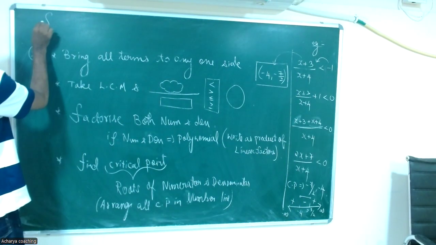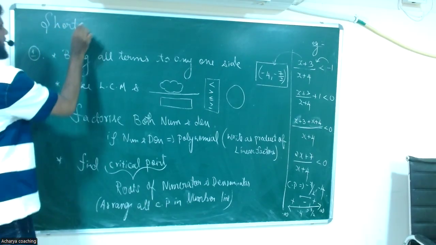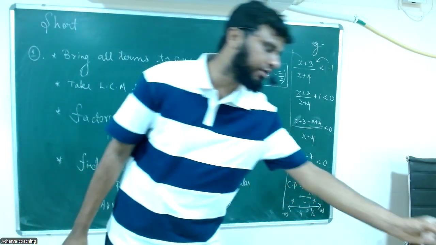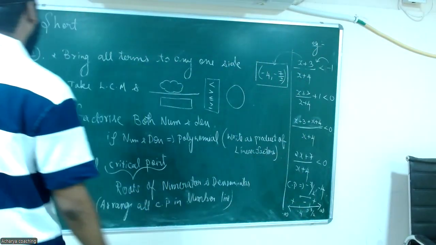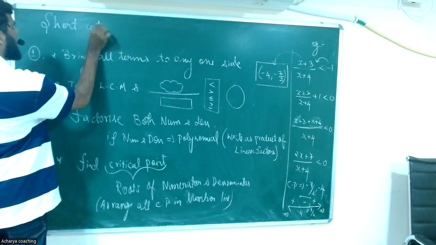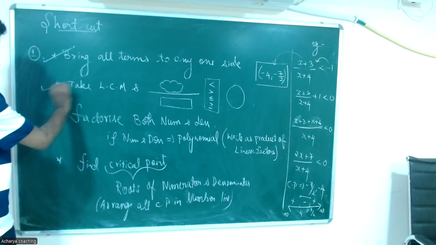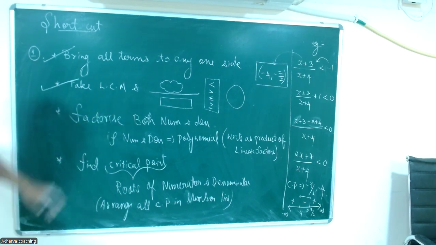Here we have one shortcut. Here what we had done, we substituted the values, right? No need to substitute the values. Directly we can write those signs. Okay. So this step is common. Bring all the terms to any one side. This step is also common. This you have to do for sure.